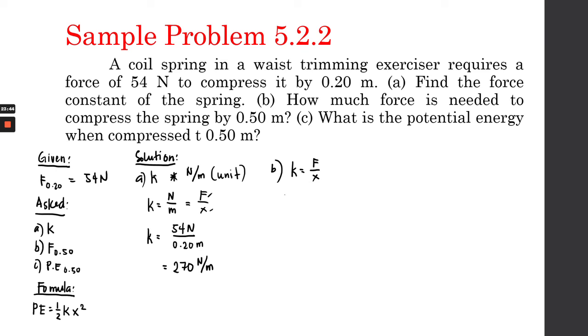So we can just rearrange the equation, F = kx, and that gives us how much force I need in order to compress the spring to 0.5 meters. So the force constant is 270 newtons per meter multiplied by 0.15 meters, and the meters cancel out, and the force that I need is just 135 newtons. So I need a force of 135 newtons in order to compress the coil spring to 0.50 meters.